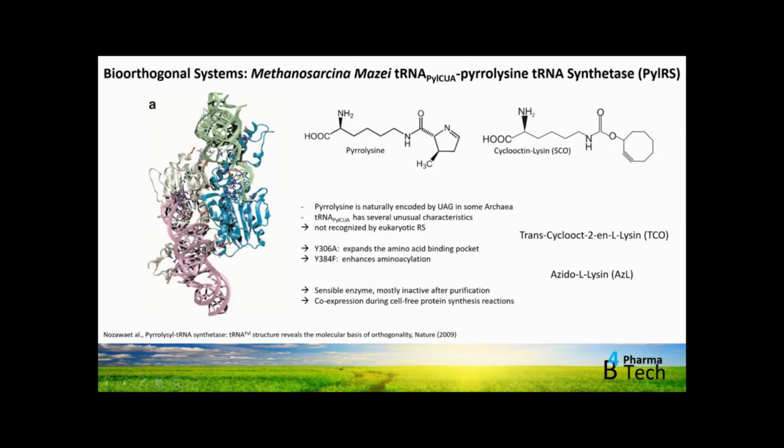There's a second enzyme from Methanosarcina mazei, the pyrrolysyl-tRNA synthetase, which pre-charges the tRNA with pyrrolysine, cyclooctene lysine, SCO, for example, TCO, and other amino acids. So these non-canonical amino acids can then be introduced into your protein when using this enzyme for pre-charging of the given tRNA.